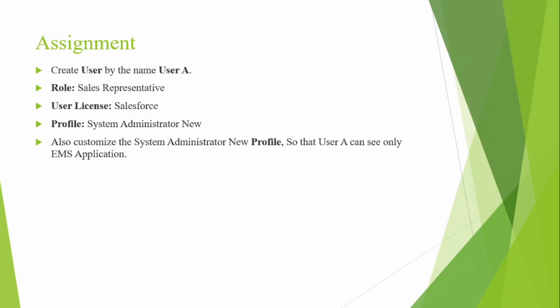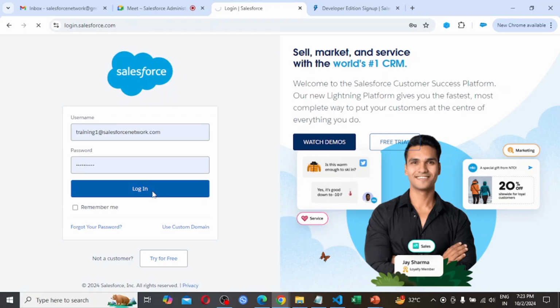Also customize the system administrator new profile so that user A can see only the employee management system application. So in the profile system administrator new, which we created, we have to customize it and make it so that he can't see any application apart from employee management system. So just click on login.